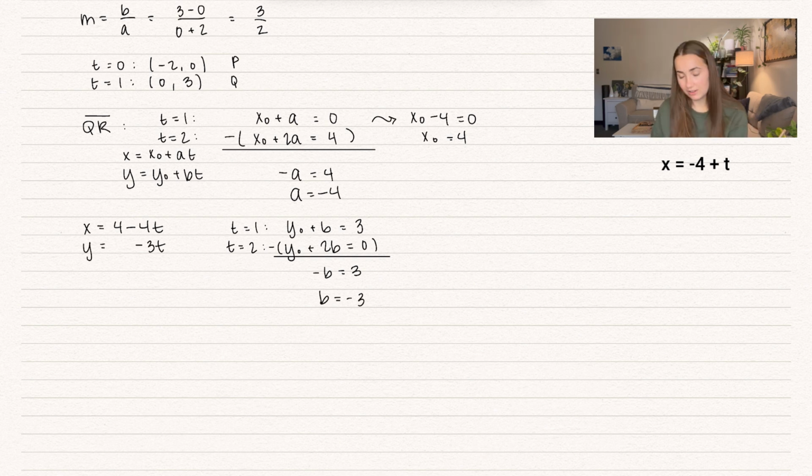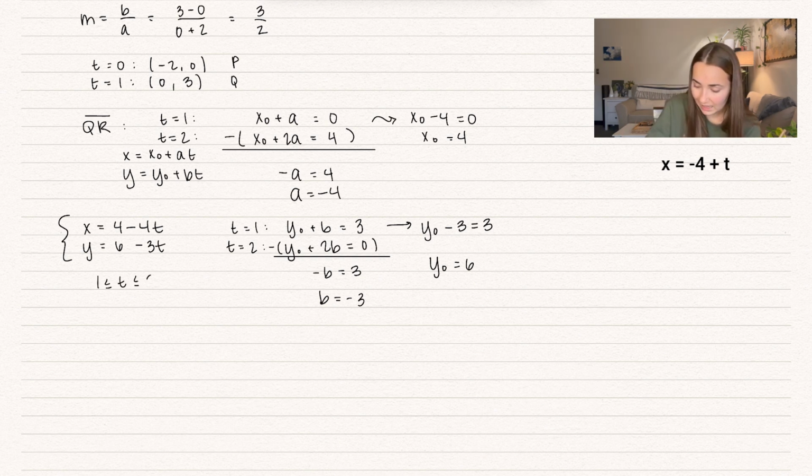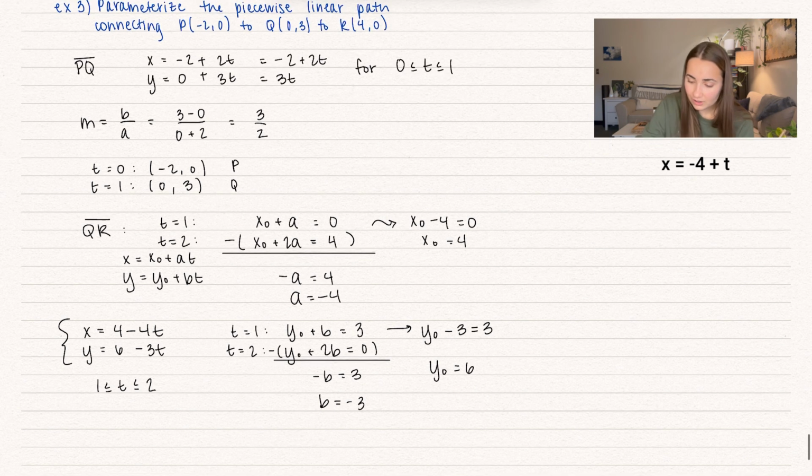We also want to find the starting point. So let's go ahead and plug that back in. Y naught minus 3 is equal to 3. That tells us that our y naught is going to be equal to 6. So here we get our x and we get our y. Now this is true for t values between 1 and 2. So this is our little piecewise equations that we have going on here. We have this guy, right? And this is going to be our PQ, and for t values between 0 and 1.